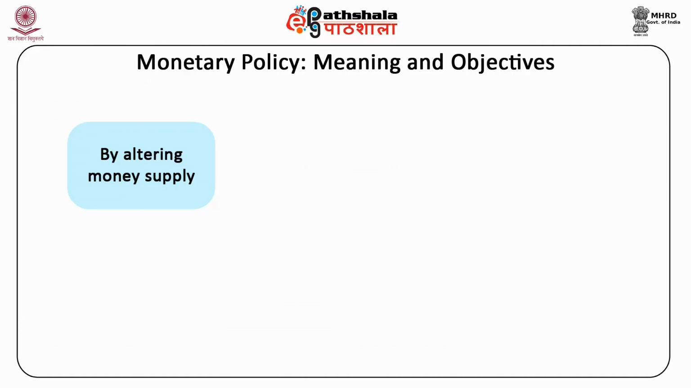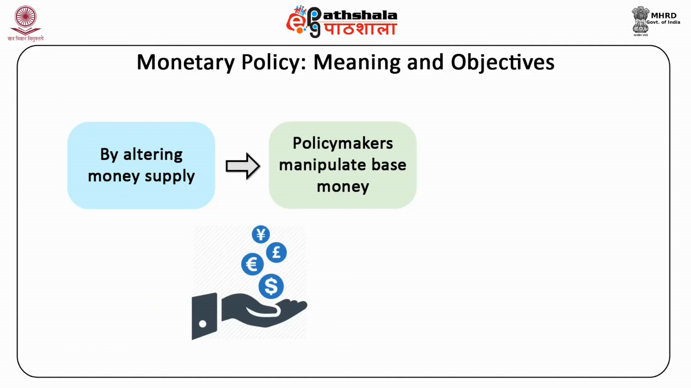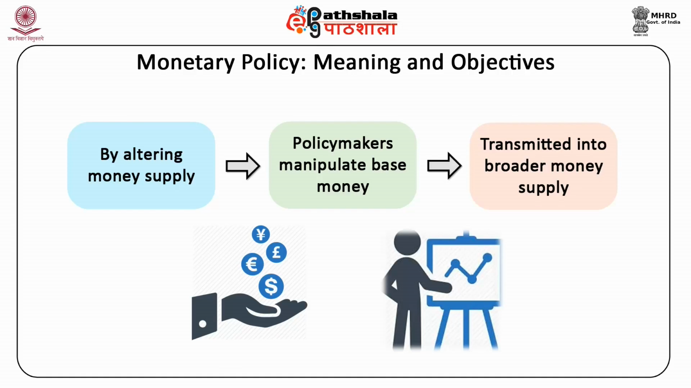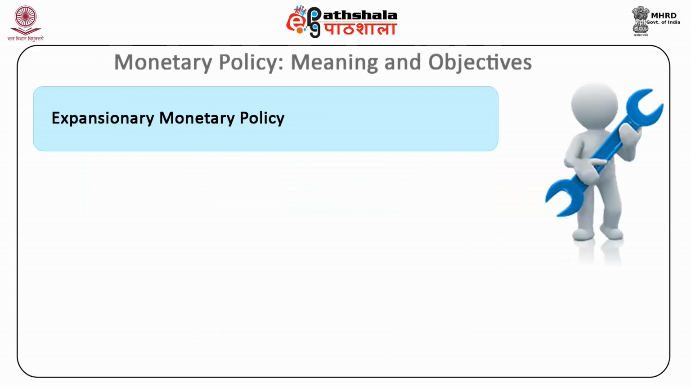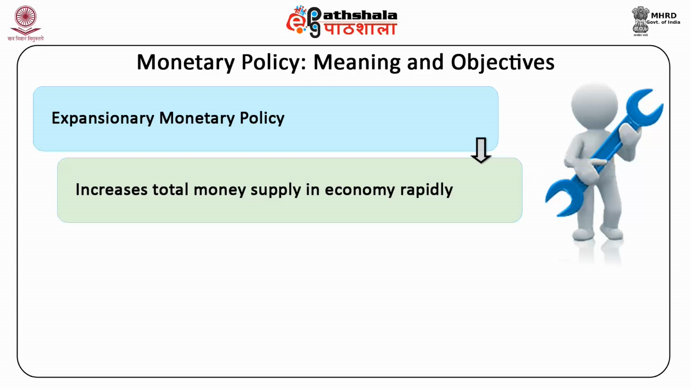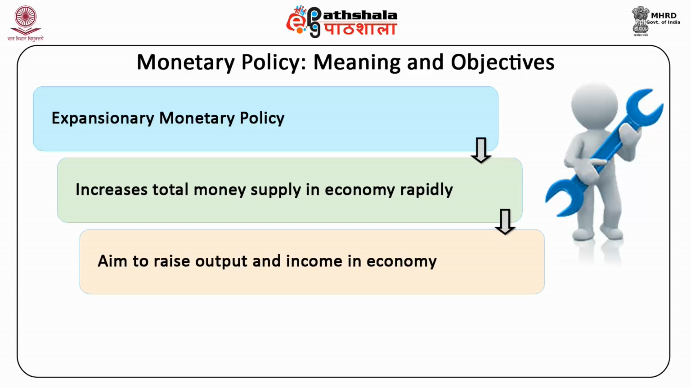By altering the money supply using monetary policy, policy makers manipulate the base money, which is then transmitted into a broader money supply via the money multiplier mechanism. An expansionary monetary policy increases the total supply of money in the economy more rapidly than usual and aims to raise the level of income and output in the economy.